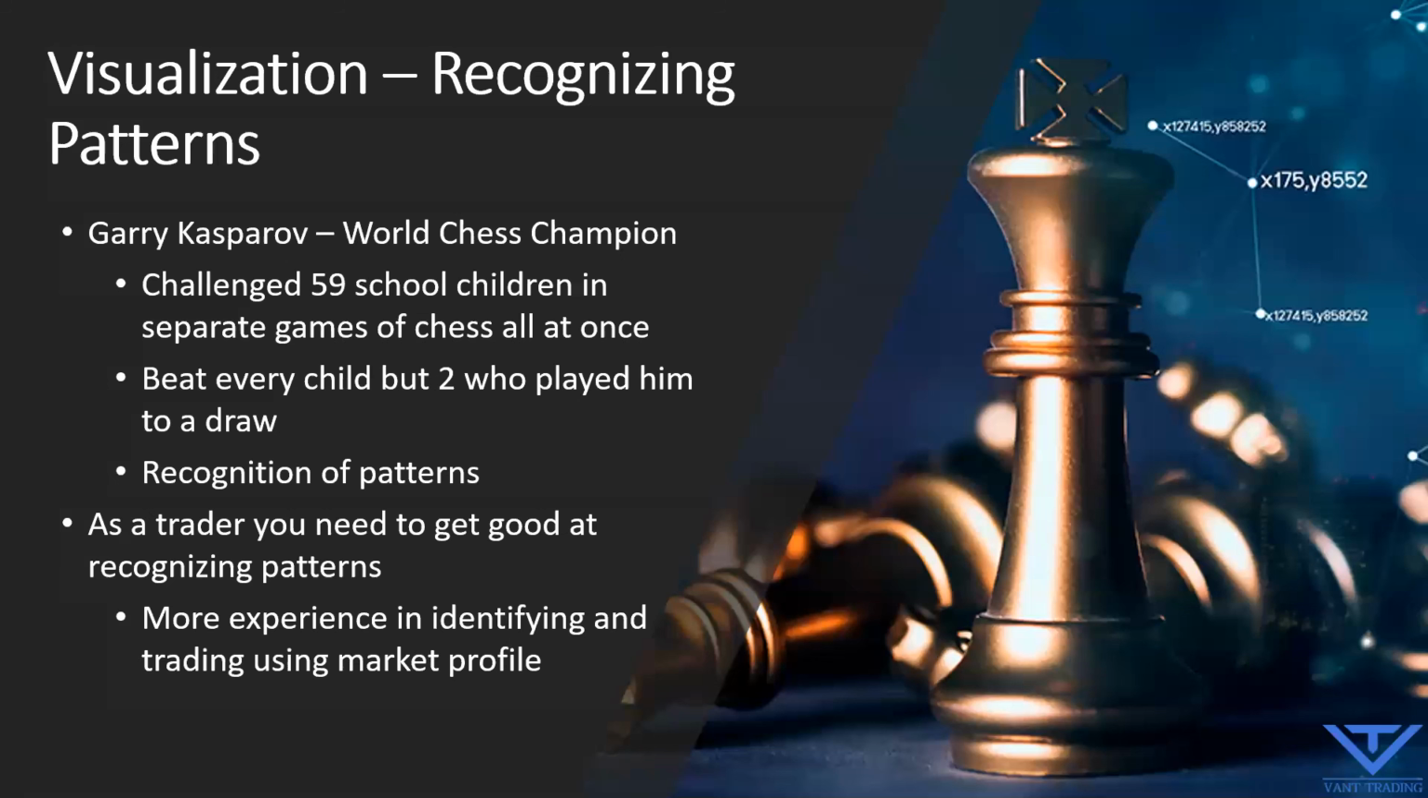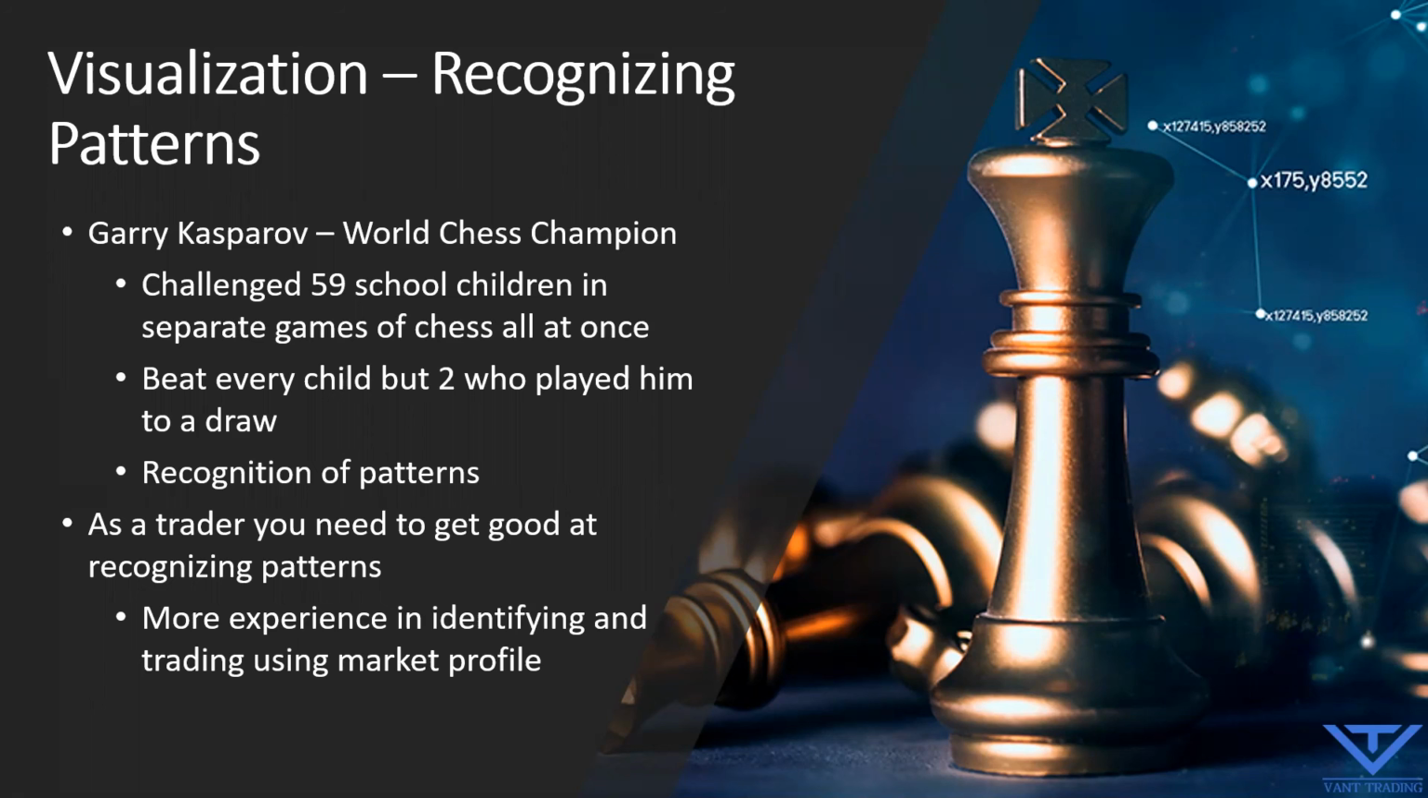And then finally, visualization, recognizing patterns. I want to give an example. I can't remember when this was, but Garry Kasparov, a world chess champion, challenged 59 school children in separate games of chess all at once. He set up all these tables in a gymnasium in the school and invited 59 kids to play him. He was playing them all at the same time, going from table to table within the time limit to quickly make a move.